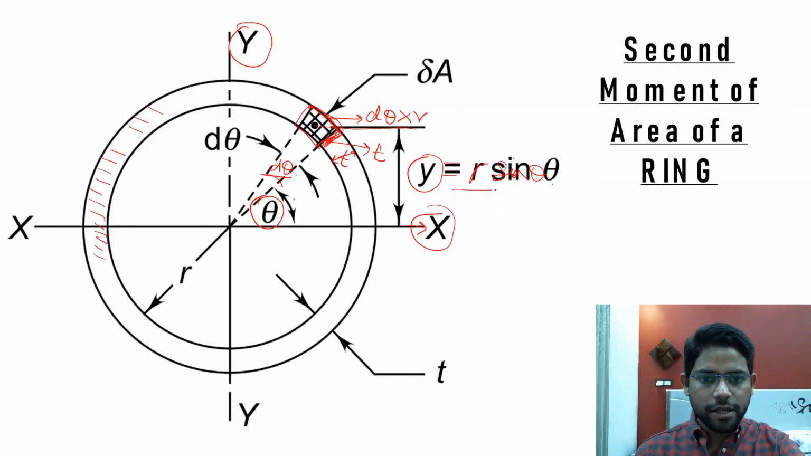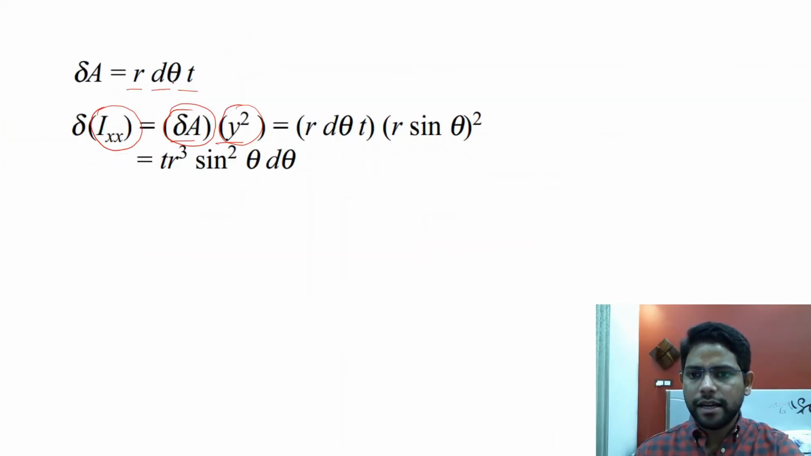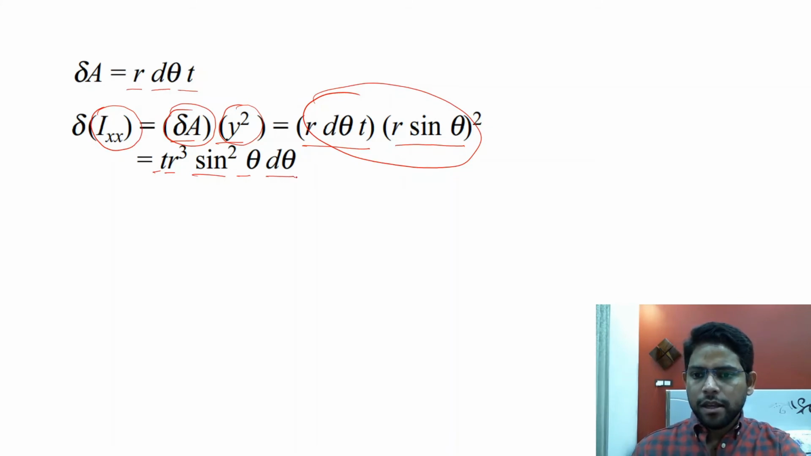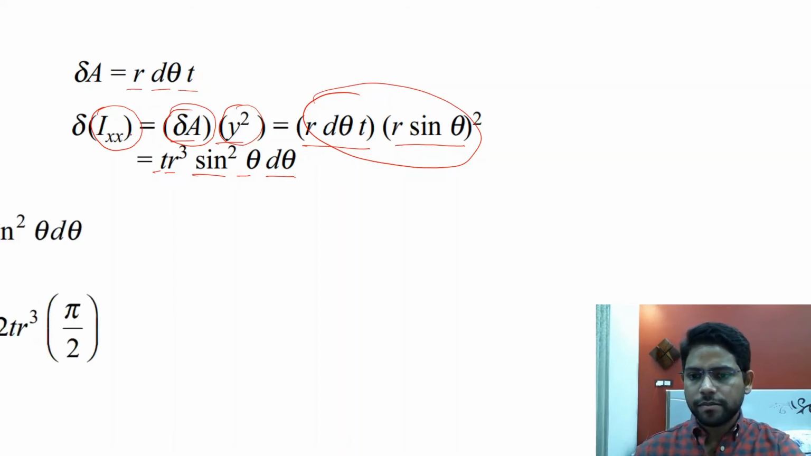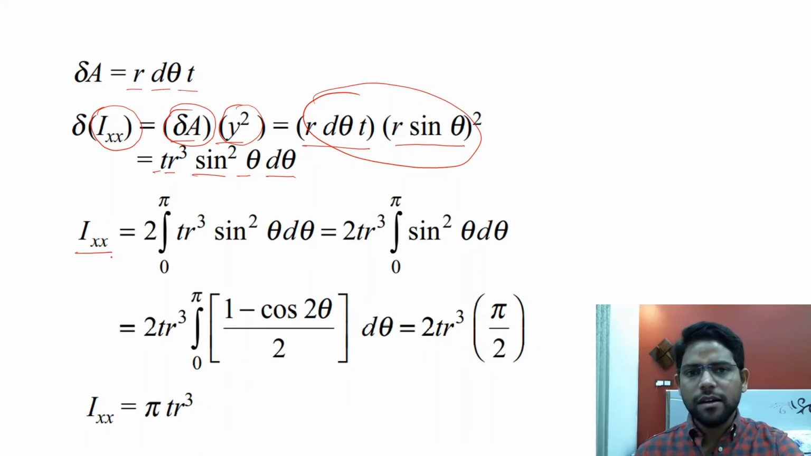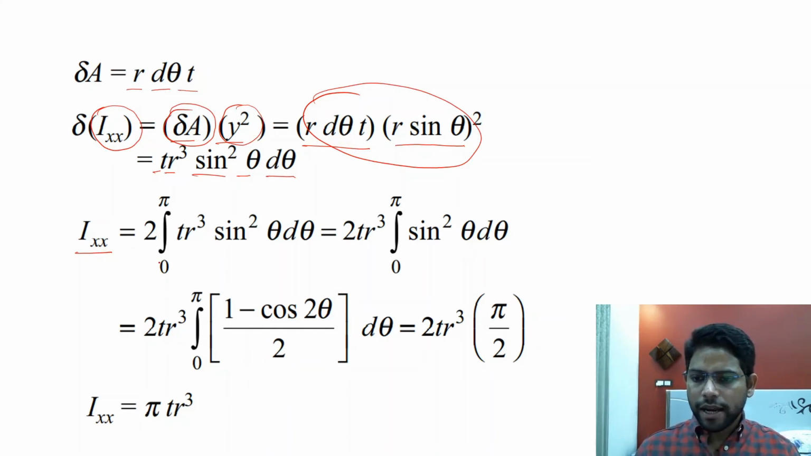You can see that y is equal to r sine theta, and del A, as you know from this equation, is r del theta multiplied by t. So this is your del A and this is your y. If you simplify these terms, this will be equal to t times r cube sine square theta del theta. Now if you integrate this equation with respect to theta, you will get Ixx of the ring, or the second moment of area of that ring. Now you can see that over here I have integrated from 0 to pi.